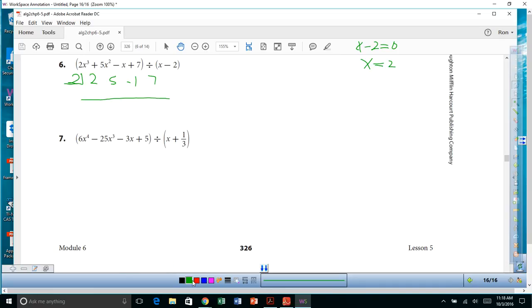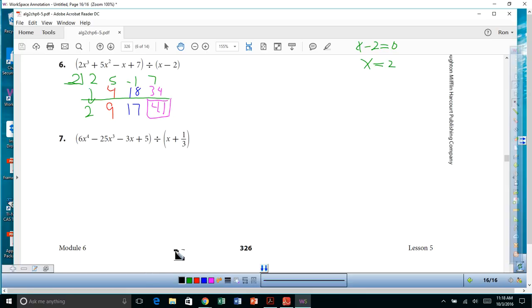So let's try this. First, we bring the 2 down, and that gives you 2. Well, 2 times 2 is 4. 5 plus 4 is 9. 2 times 9 is 18. Negative 1 plus 18 is 17. 2 times 17 is 34. And then 7 plus 34 is 41. So 41 is our remainder.